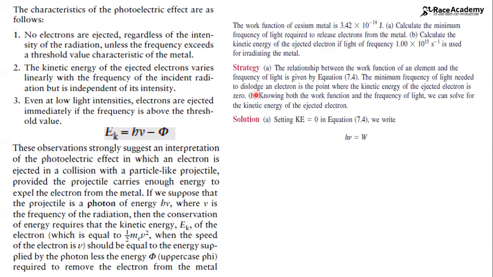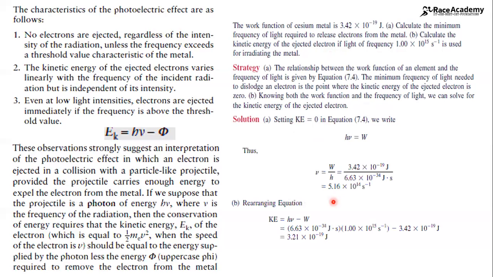In this one, the strategy is that kinetic energy is taken as 0 when we are talking about the threshold energy, the work function. So we can write h nu is equal to W. From that we got the frequency value as 5.16 × 10^14 second inverse.